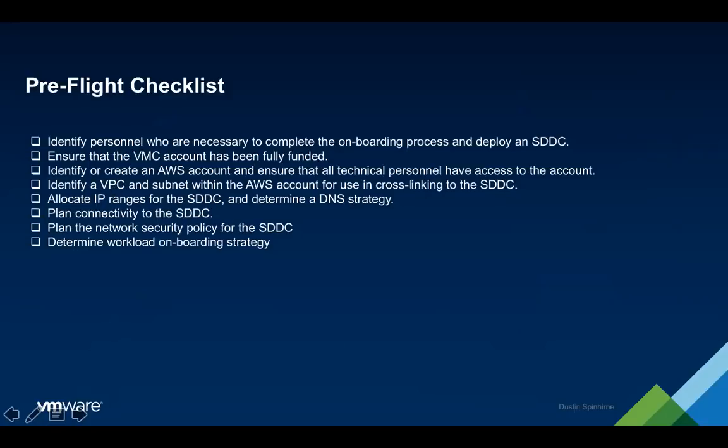Know how you're going to connect to the SDDC. IPsec VPN, is it going to be a stopgap, just through the public internet? Understand what your security policies are going to be for the SDDC, particularly when you're connecting to the Amazon environment or back to the on-prem. You want to make sure that you understand what your security profile is going to look like. And then finally determine what your plan is for onboarding workloads.